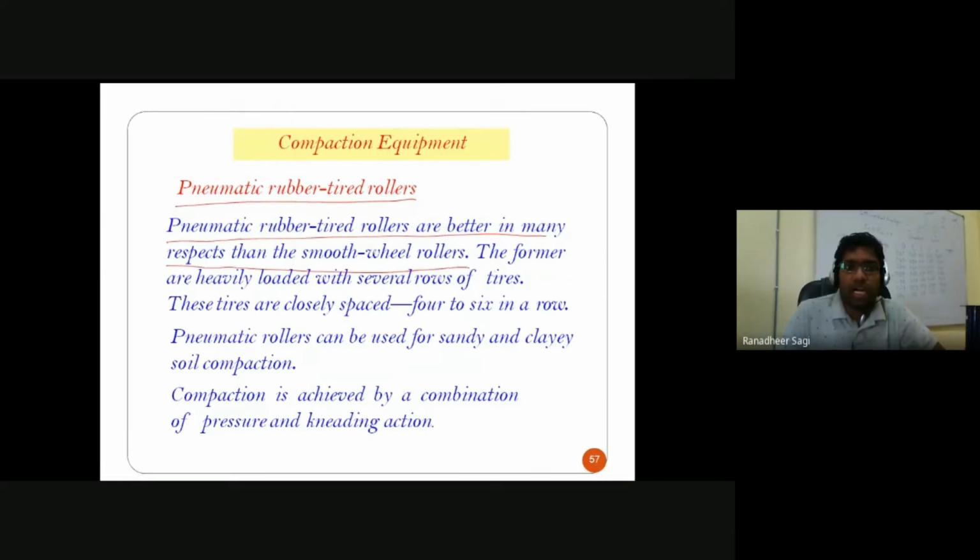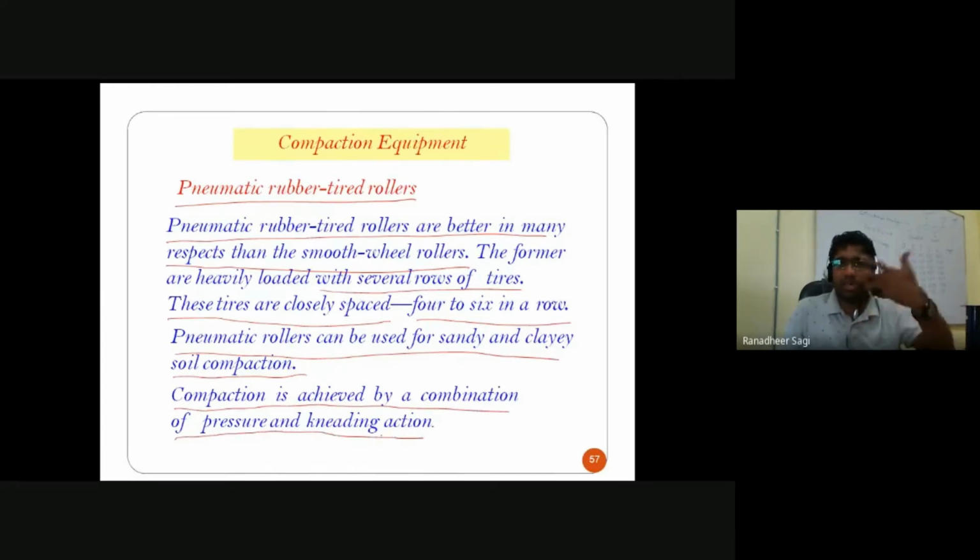The former are heavily loaded with several rows of tires. In the case of pneumatic rubber tired rollers, you have a larger number of tires which roll over the surface of the ground, and these tires are closely spaced. Generally 4 to 6 tires will be there in a particular row when this equipment is taking up the compaction operation. So pneumatic rollers can be used for sandy and clay soil compaction again, but the compaction you achieve is by a combination of pressure and kneading action.